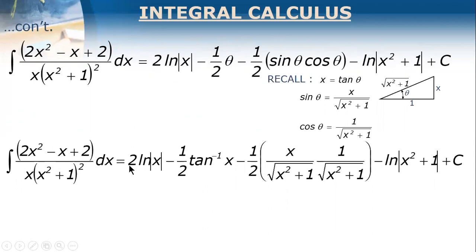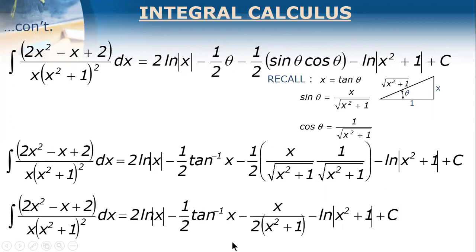Okay, so we have this minus 2 ln x. Theta is arctan of x. And then this is sine, and then cosine. So to simplify, the radical sign is removed. Okay, it's squared anyway. And then we can combine. So the final answer is this: 2 ln x minus 1/2 arctan of x minus x, to remove the radical sign, over x squared plus 1, minus ln of x squared plus 1, plus c.